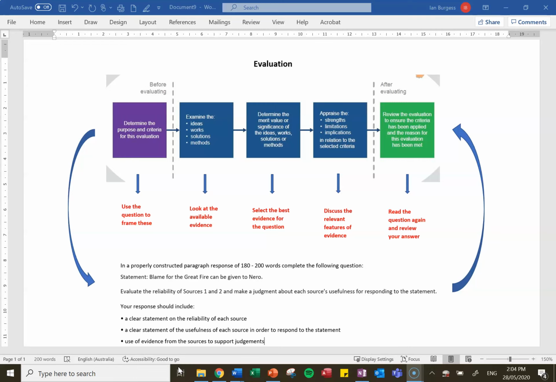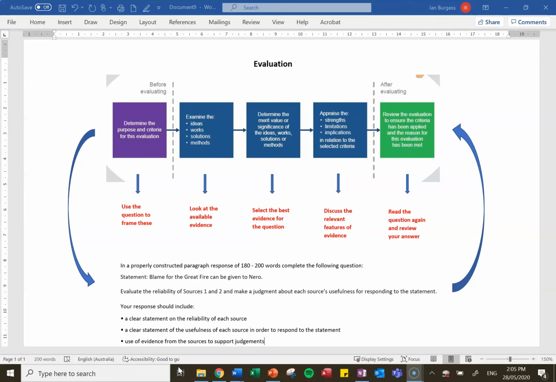Similar to the other processes that we've looked at, there's a multi-step process that we work through, and your finished piece of writing should reflect this process and the steps in it. To begin with, we have to determine the purpose and criteria for the evaluation. So this is basically, why are we evaluating and how are we evaluating? And as ever, we use the question to frame the approach that we will take.